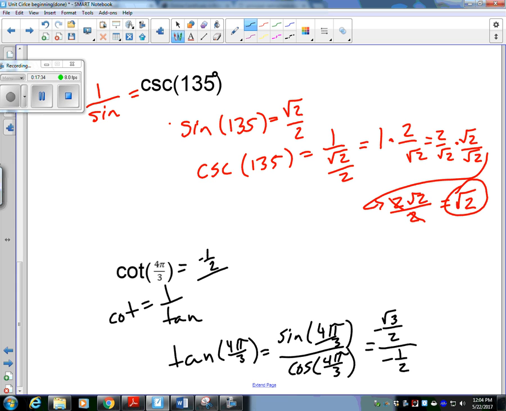Flipping it, keep it, change it, flip it. And canceling it out, you get 1 over negative, no, both negative, square root of 3, so both negatives are going to cancel. You get square root of 3 over 3 is your answer.